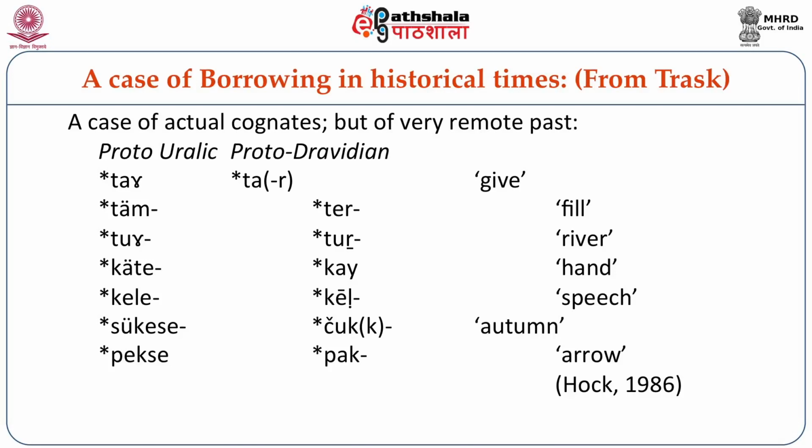So the point is that scholars have tried to prove that Proto-Uralic and Proto-Dravidian are related, must have been related, and whatever they have given in the list here are cognates. But then, as they belong to a very remote past, it's very difficult to prove either way. So too much distance from the present also poses problems in accepting whether the two languages or two language families concerned are related or not.